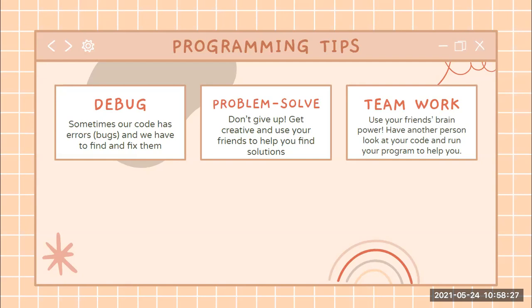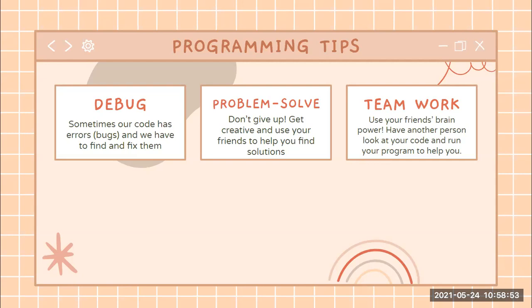The next thing that you'll want to think about is how you're going to solve problems. Really, computer science is using the power of technology to solve problems. There's all kinds of problems around us that we can use programming to solve. So put your thinking hat on, get creative, use your friends to help you come up with solutions. Just don't give up. Try to think your way through any problem that you come across when you're programming.